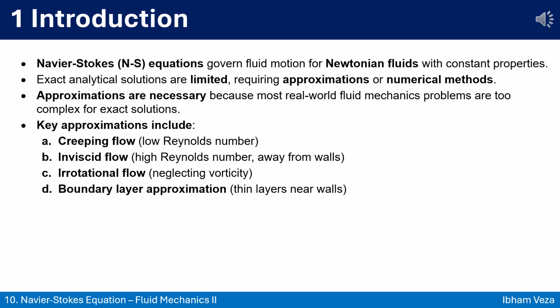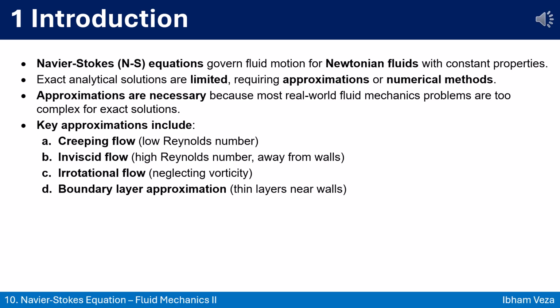1. Why we need approximations in fluid mechanics. Let's begin with a truth. The Navier-Stokes equations are powerful but brutally complex. They describe the motion of Newtonian fluids, assuming constant fluid properties, but solving them exactly is almost never possible in real-world situations. That's why approximations are not just helpful, they are essential.